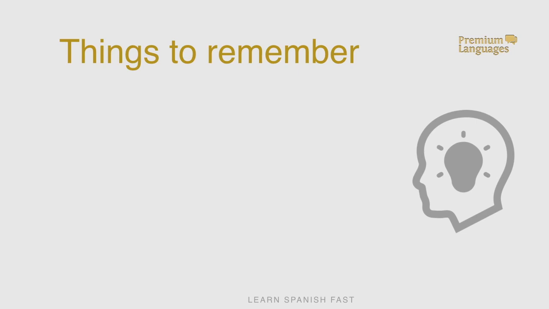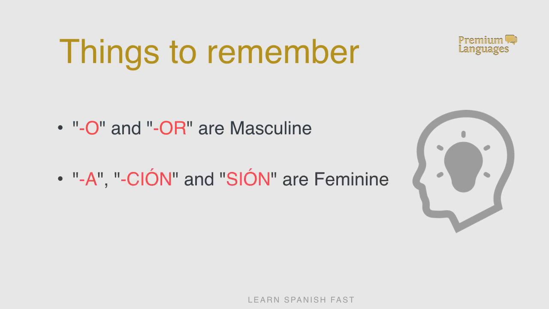The things to remember in this lesson are that O and OR are the masculine ones. A, CIÓN, and SIÓN are the feminine. And E can be either masculine or feminine.